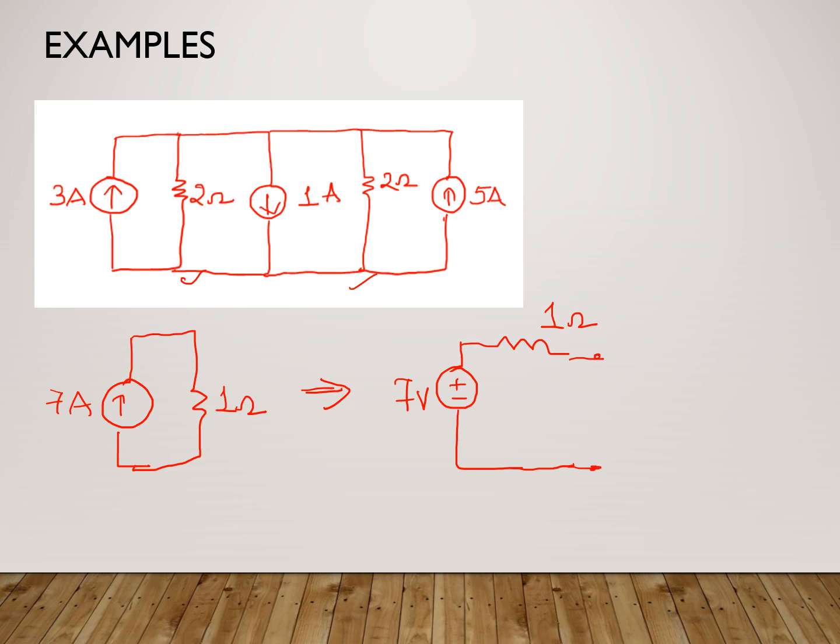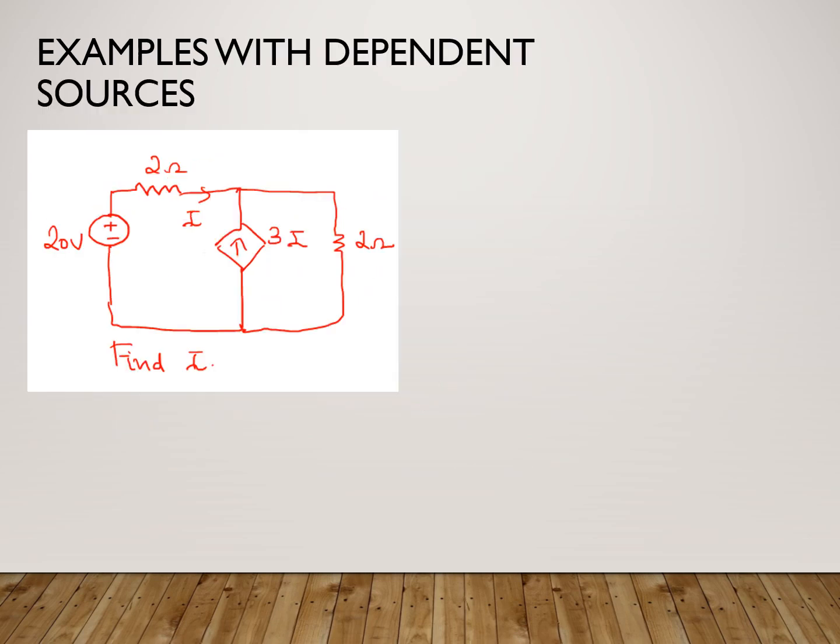So depending upon the requirement of the circuit, you can make the circuit into an equivalent current source or an equivalent voltage source. Okay. So here the next example is with dependent sources.